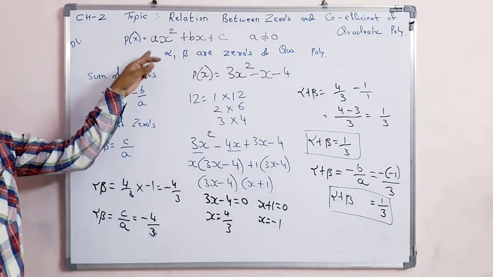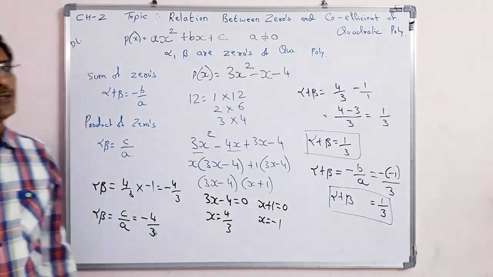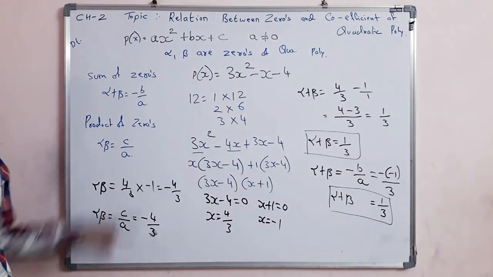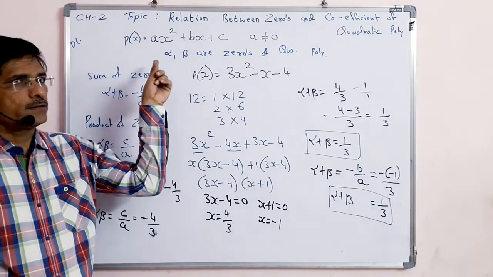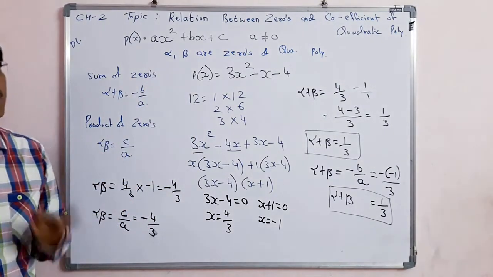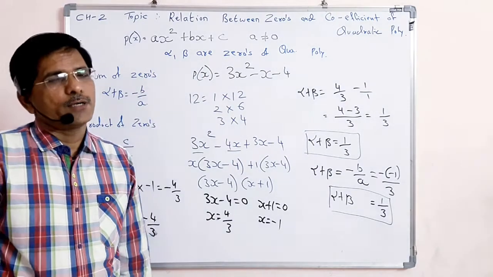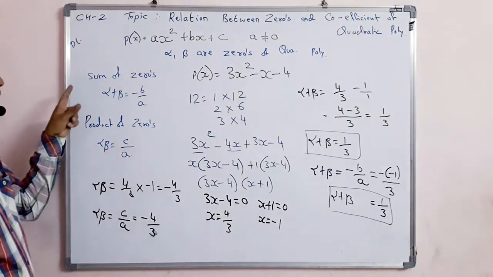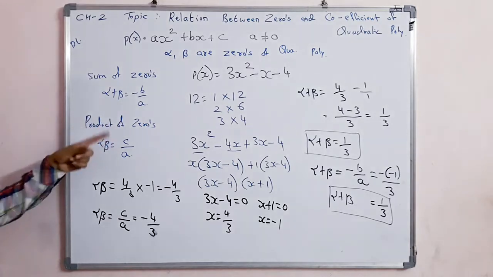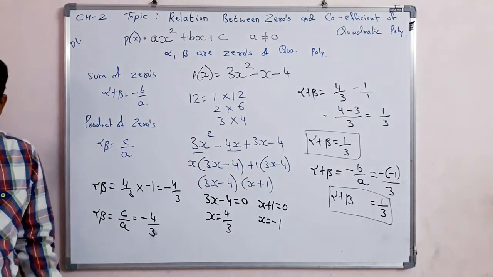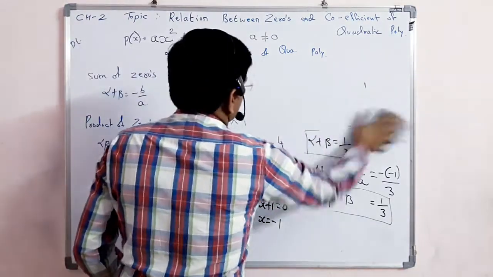Standard form is ax square plus bx plus c, where again a is not equal to 0. If a is equal to 0, then we cannot say it's a quadratic polynomial. And we know that a quadratic polynomial has at most 2 zeros. So alpha and beta are the zeros of the quadratic polynomial. Again, the sum of zeros formula is alpha plus beta equals minus b by a. Product of zeros, alpha into beta, is c by a. Now we can see some more examples related to this relation.